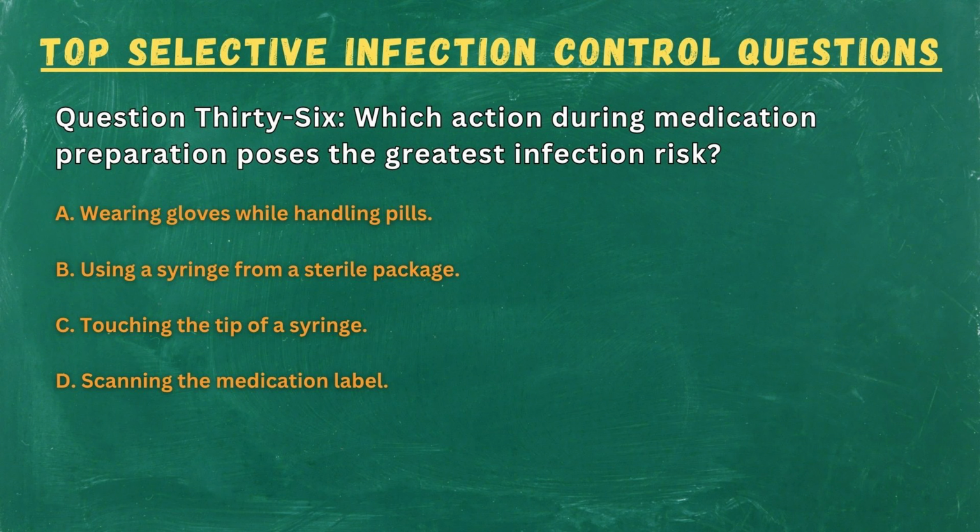Question 36. Which action during medication preparation poses the greatest infection risk? A. Wearing gloves while handling pills. B. Using a syringe from a sterile package. C. Touching the tip of a syringe. D. Scanning the medication label. Answer: C. Touching the tip of a syringe.